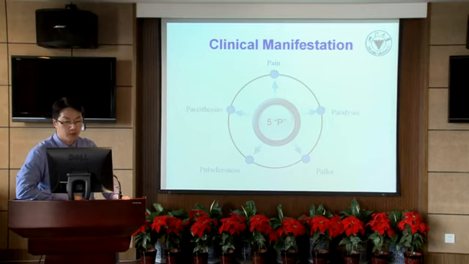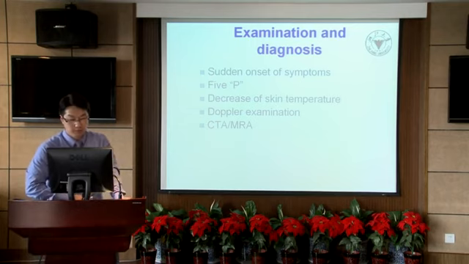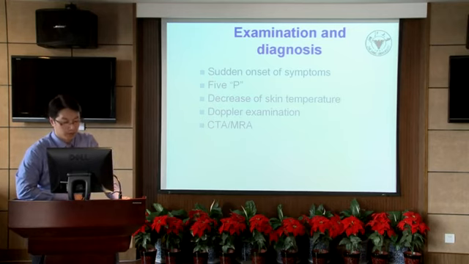Clinical manifestation, the 5 Ps: pain, paralysis, pallor, pulselessness, paresthesia. Examination and diagnosis include sudden onset of symptoms. The second is the 5 Ps. The third is decrease of skin temperature. The fourth is Doppler examination. The fifth is CTA or MRI.